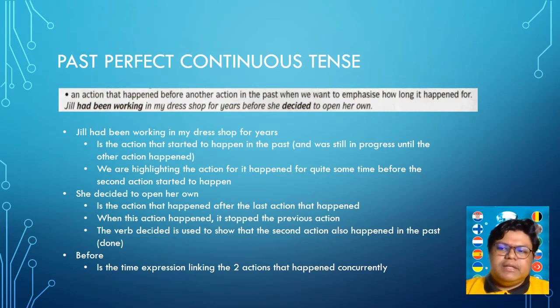Okay, she decided to open her own. Okay, that is the action that happened after the last action happened. Okay, the next action lah. When this action happened, it stopped the previous action. Okay, so bila action yang kedua ni berlaku, yang first action tadi tu stop. Okay, that is why the verb decided is used, to show that the second action also happened in the past. Okay, and it is done.